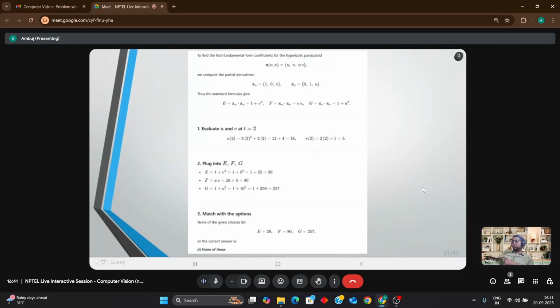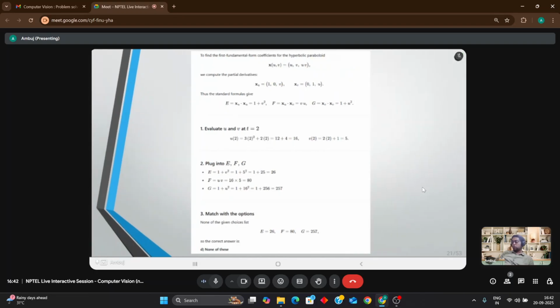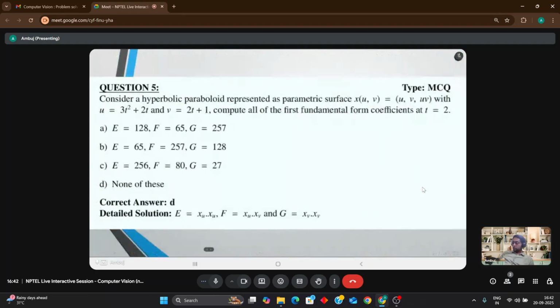Now, to find the first fundamental form coefficients for the hyperbolic paraboloid, x(u, v) is (u, v, uv). You compute the partial derivatives xu and xv, then you form E, F and G, then you evaluate at t = 2 and plug in E, F, G, then match with the options. E is 26, F is 80, and G is 257. So the answer should be option D, as no option is matching. Yes, no option is matching.